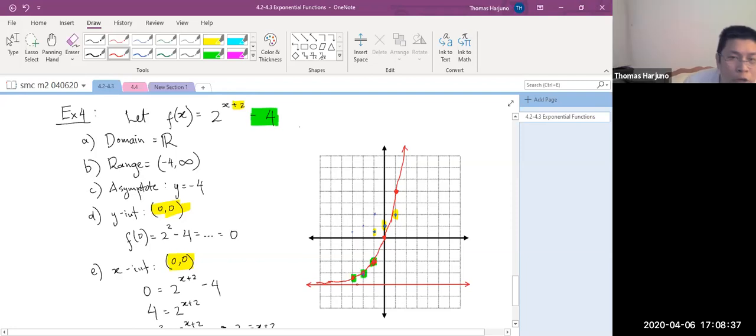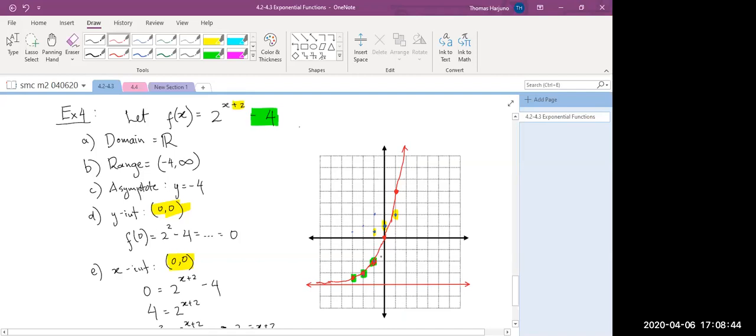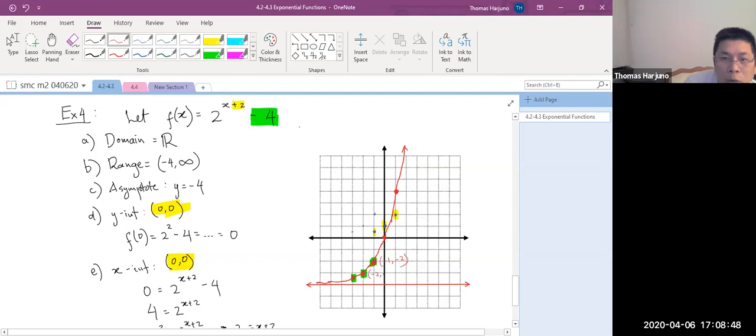The reason I don't need you to label it is that imagine if we label it, it gets too crowded. Negative 1, negative 2, and this is negative 2, negative 3. It's too crowded, so no need. But good question. Good question.